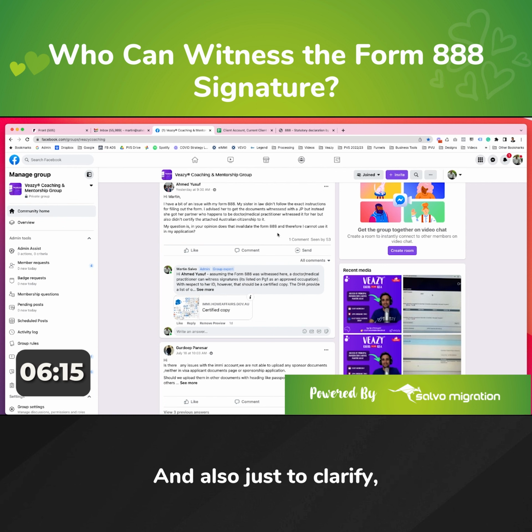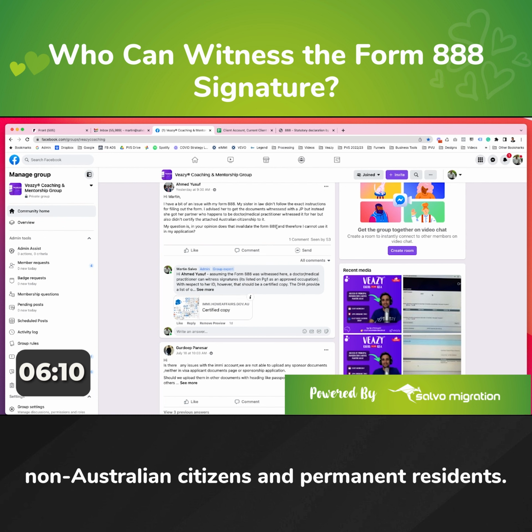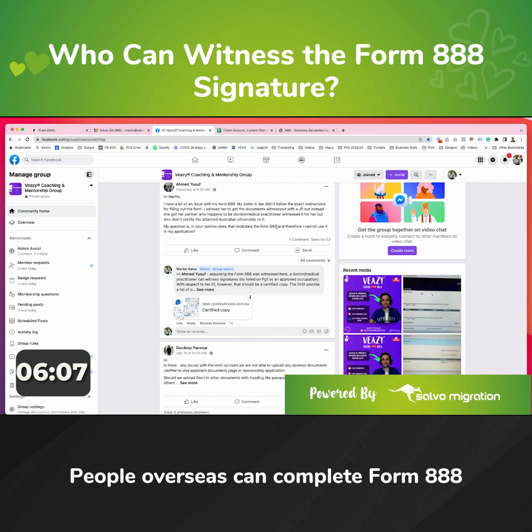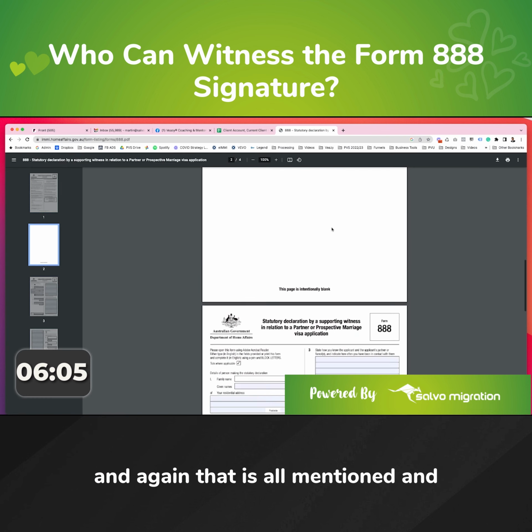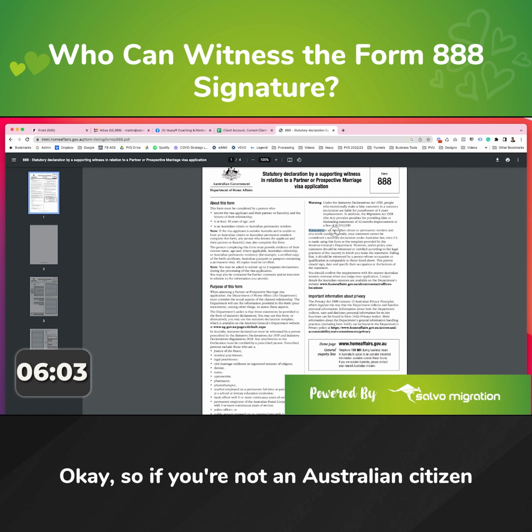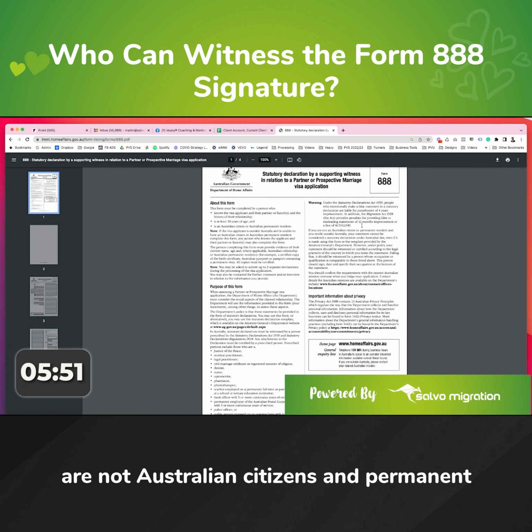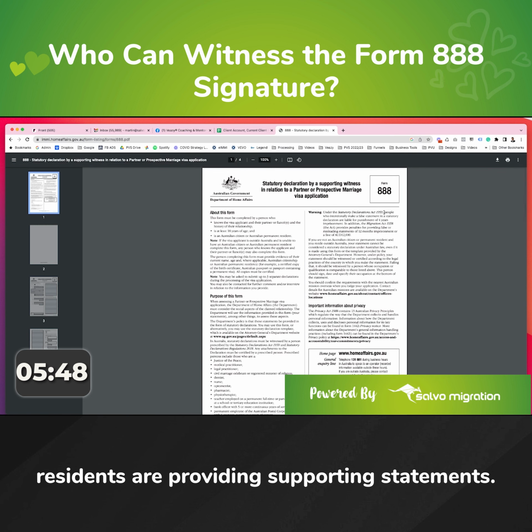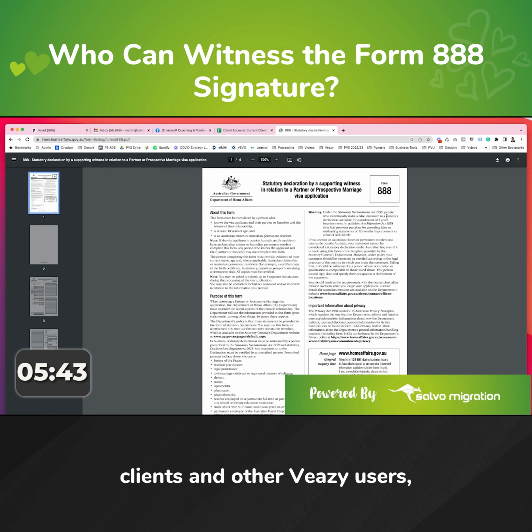Also, just to clarify, Form 888s can be completed by non-Australian citizens and permanent residents. People overseas can complete Form 888s, and again, that is all mentioned and explained here. If you are not an Australian citizen or permanent resident and you reside outside Australia, your statement cannot be considered a statutory declaration, but it can still be considered a statement. So arguably, people overseas that are not Australian citizens and not permanent residents and providing supporting statements can use Form 888s. I say this all the time when I talk to clients and other Veazy users, but it's just not going to be considered a stat dec.